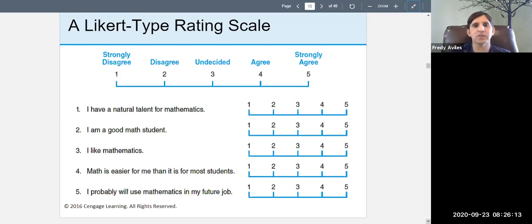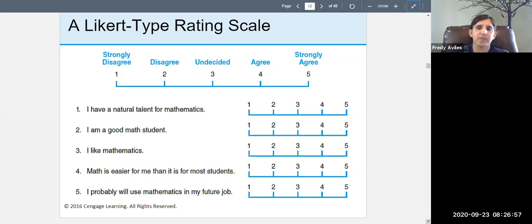Here's one that has to do with math, right? It's a short scale that only has 5 questions that determines how good you think you are at math. Or to put it a bit more scientifically, using the actual terms psychologists use, this would probably measure something called self-efficacy in math. It's basically how good you think you are at math. So they present the rating scale at the top there. 1 is strongly disagree, 2 is disagree, 3 is undecided, which basically means neutral, 4 is agree, 5 is strongly agree, okay?